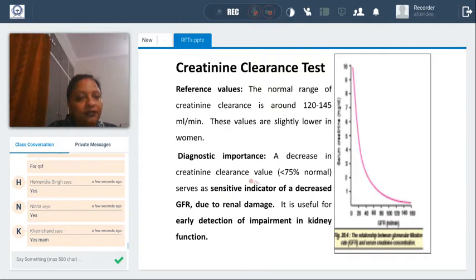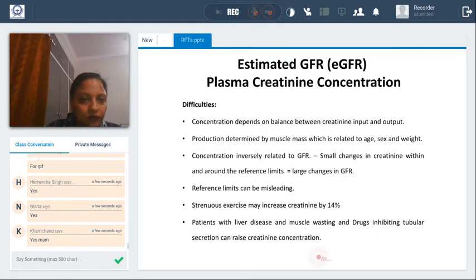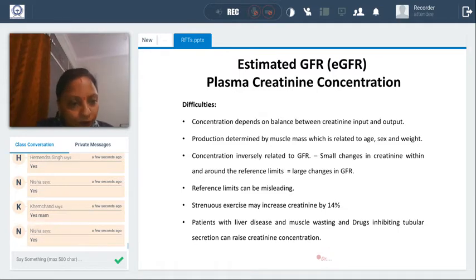So a decrease in creatinine clearance value serves as a sensitive indicator of a decreased GFR. Here you can see this is GFR, this is serum creatinine, and this is the lowest GFR. So it is clear to all of you. Please add in the box. Am I audible to all of you?